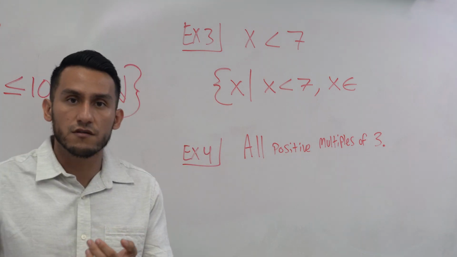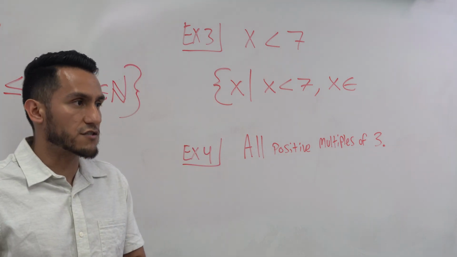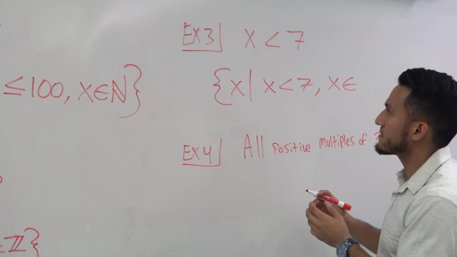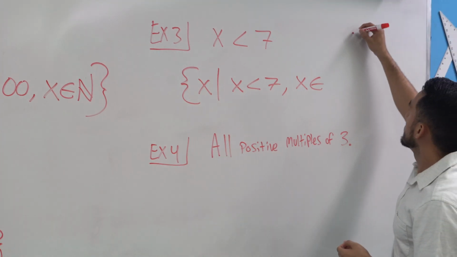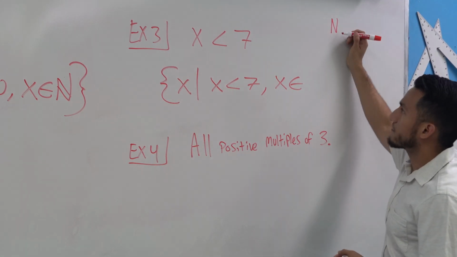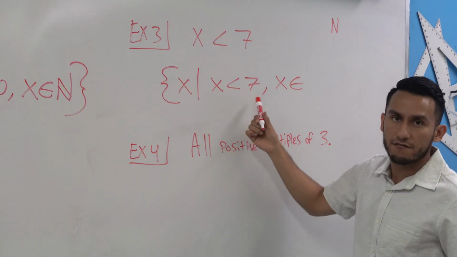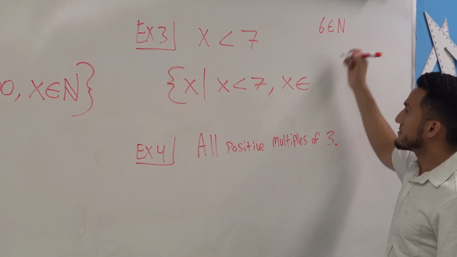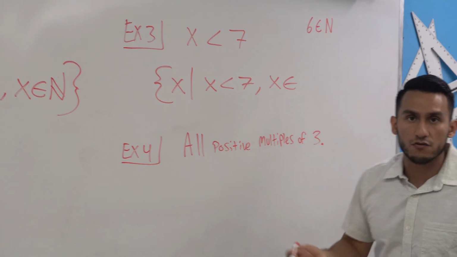We can talk about the natural numbers, the whole numbers, the rationals, and all of those. So let's start with the smallest set. The smallest set is the natural numbers, right? So if we talk about the natural numbers, we can pick an element from there that's less than 7. Like for example, 6. 6 is an element of the natural numbers. 6 is less than 7. So yes, the natural numbers can work.